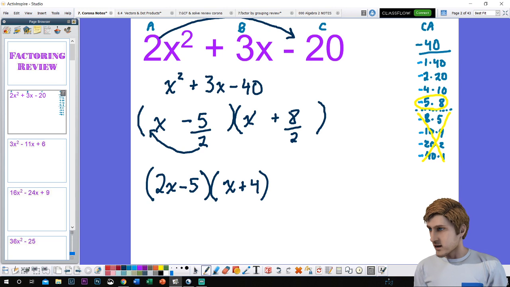If you want to check your answer, you know how to do that. You would just do what we call the box method. Put these in the box, multiply them together, and you would get the first thing that you started with. All right, let's move on to another example.